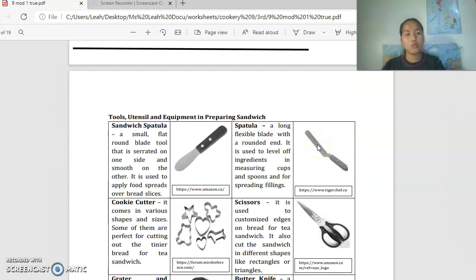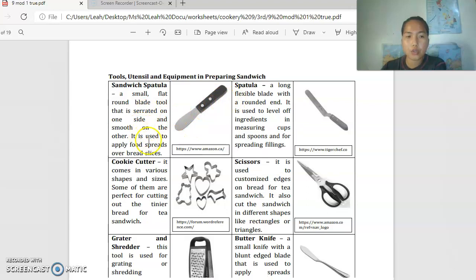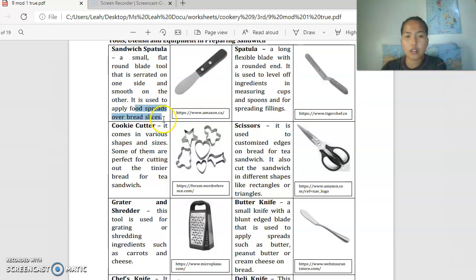So we have here now the tools, utensils, and equipment in preparing sandwiches. The first one is the spatula. These are just a review of the utensils and equipment, because in our first quarter and second quarter, we also talked about these utensils and equipment, so they are similar for preparing sandwiches. So we have the sandwich spatula. This is a spatula used to apply food spreads over the bread slices.